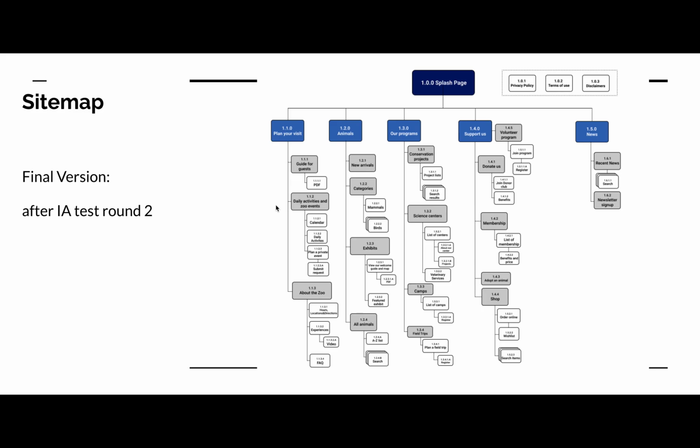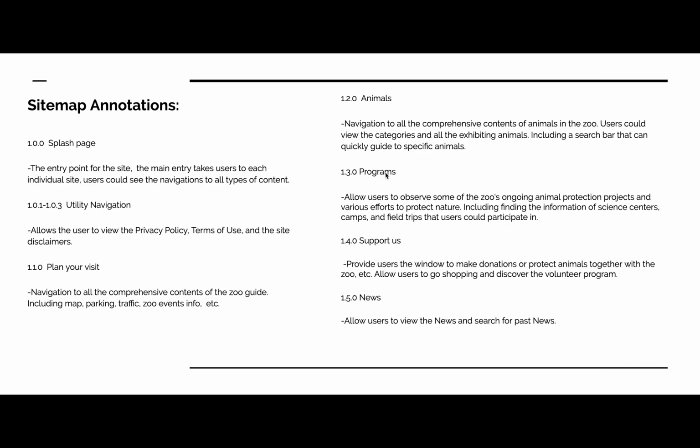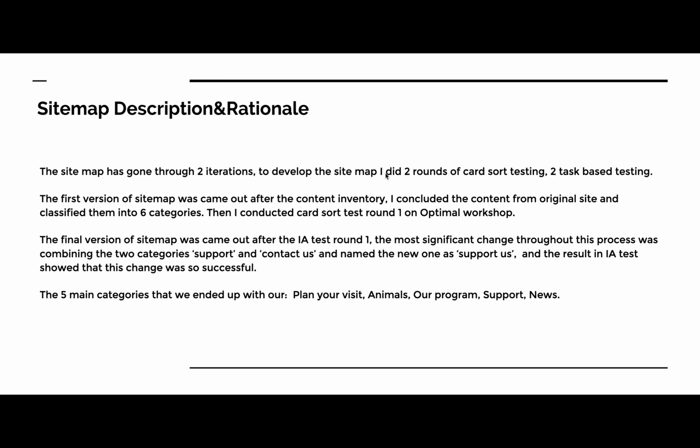After collecting all the data, I came up with the final version of the sitemap. And as you can see, it has five major categories and 19 subcategories. The sitemap has gone through 2 iterations, and the final sitemap showed this change was successful.